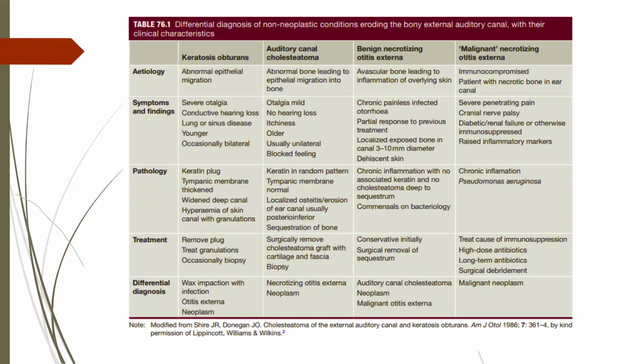And sometimes when you've got the keratosis obturans and the cholesteatoma occurring together, then it becomes confusing. But keratosis obturans is very characteristic. It literally, as you take it out, comes out in layers. But they can have severe pain. I think they get severe pain because of the associated infection, otitis externa.